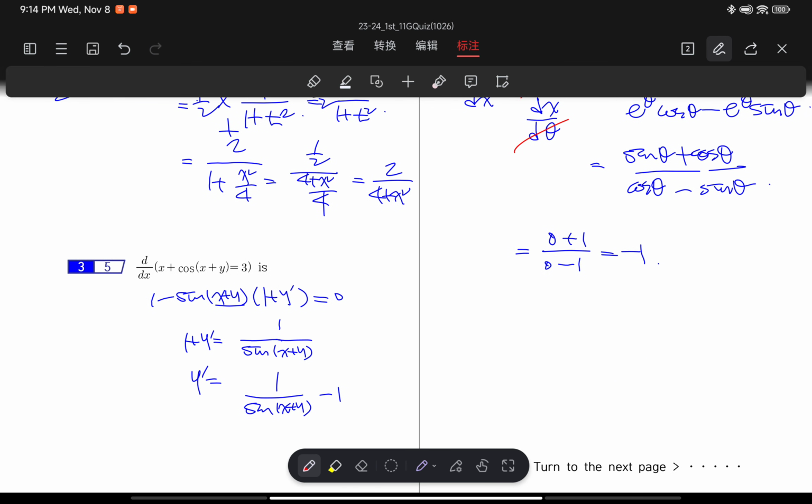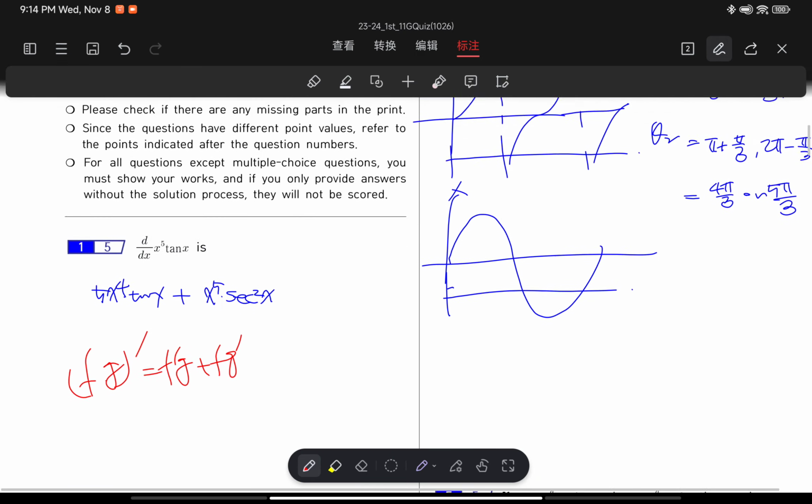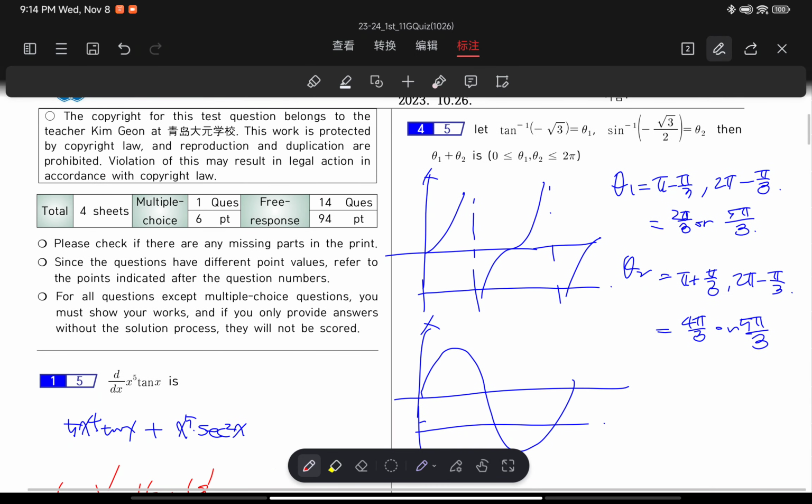And number 3, d/dx of x plus cosine of x plus y equals 3. So take the derivative of the left side and right side, and y prime equals 1 over sine of x plus y minus 1.